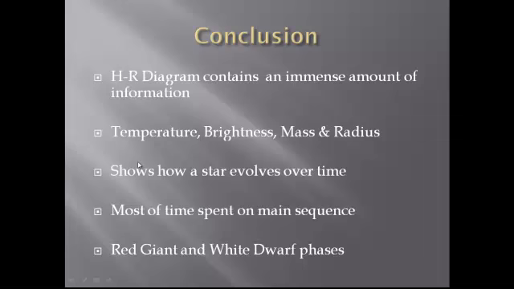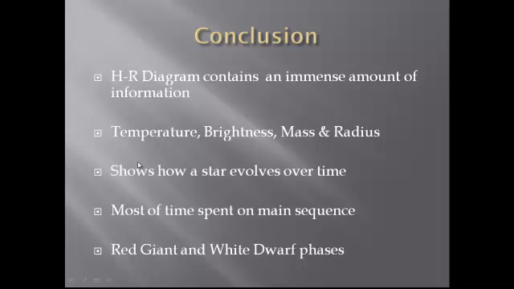Finally, to conclude, the HR diagram is the key diagram in stellar astronomy. To study the stars, it is what we need to use. It tells us about the temperature of the stars, the brightnesses of the stars, the mass, the radius. We can put stars on there, we can see what would happen to them. We can study how stars evolve. How would their temperature and luminosity change over time?